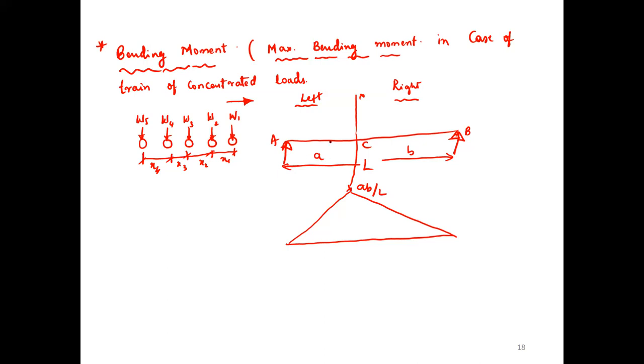Now, if I allow it to move, what happens? W1 will come to this position. Here W2 will come, here W3, W4, W5. First case, I will allow it like this, for W5. See, keep in mind, I will try to give this in tabular form, in table form.